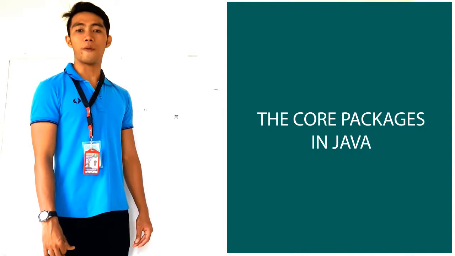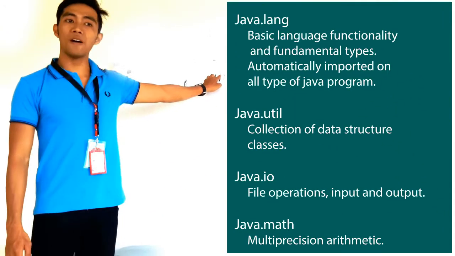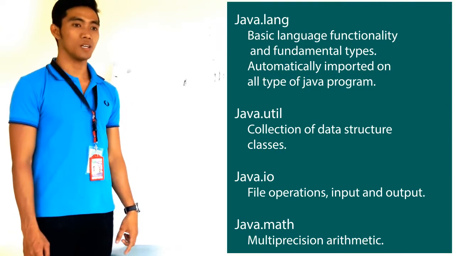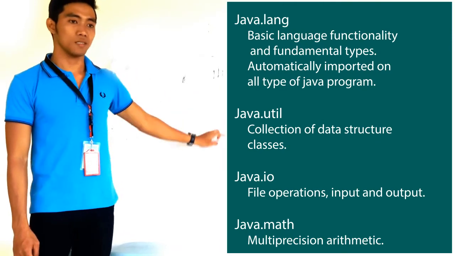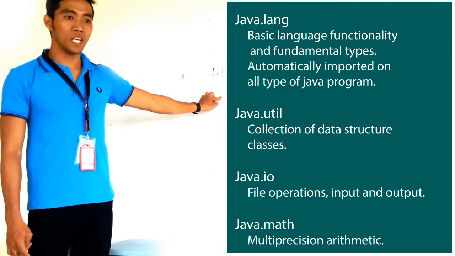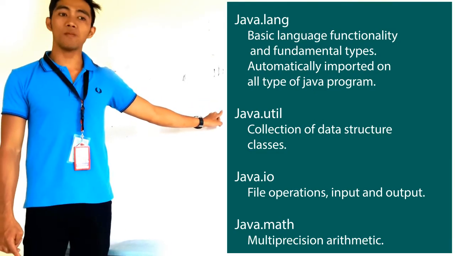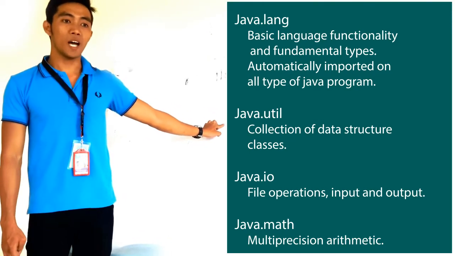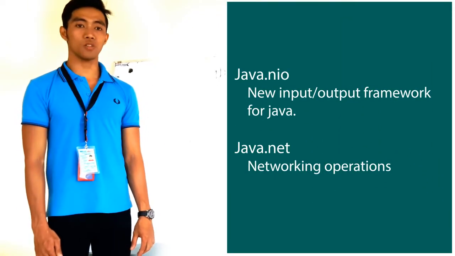Now, we go to the different core packages in Java. Number 1, java.lang: basic language functionality and fundamental types. Number 2, java.util: collection of data structure classes. Number 3, java.io: file operations. Number 4, java.math: arbitrary precision arithmetic. Number 5, java.nio: new input-output framework for Java.